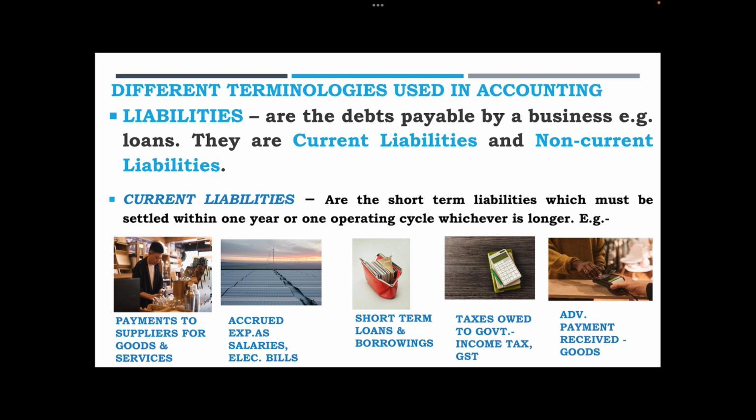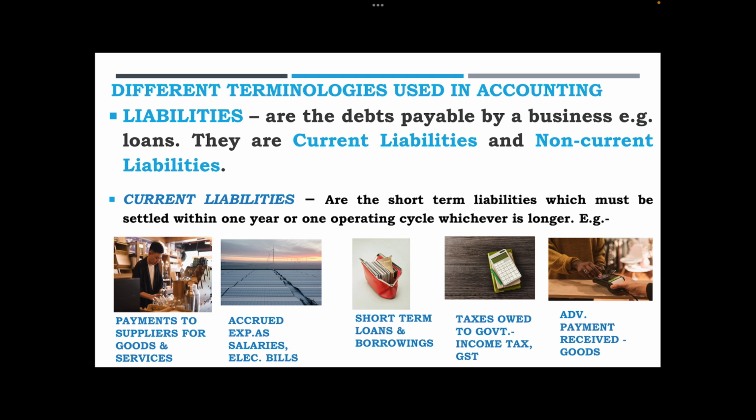current liability. Now if you want to expand your business, you get some short term loan from the banks which are to be paid within 6 months, for example. So that will be considered as current liability. Now taxes owed to government like income tax, GST, they are to be paid on the due dates. So that will be your current liability.